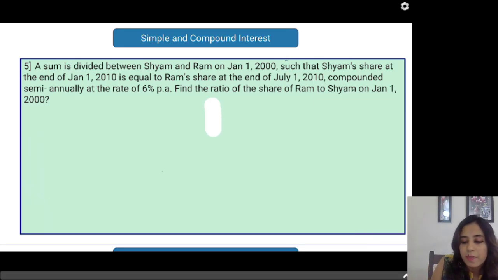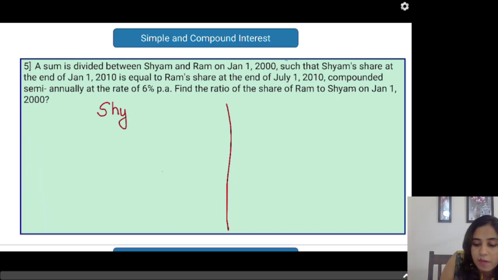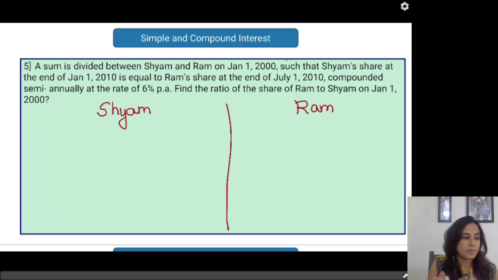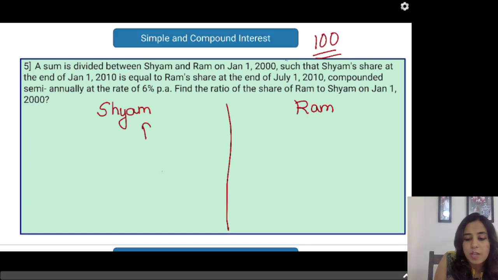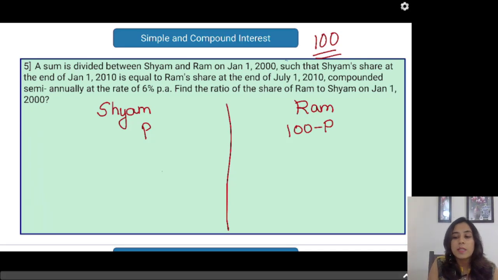Okay, guys. So here we have a sum which is supposed to be divided between Ram and Sham. So we have Sham here and Ram on this side. Let us assume that we have 100 rupees which needs to be divided between Sham and Ram. Let's assume that Sham has P amount, so Ram is going to have 100 minus P. Now we are given that the rate of interest R is 6% per annum, but it is compounded semi-annually, so the rate of interest is actually 3% for one semi-annual period.